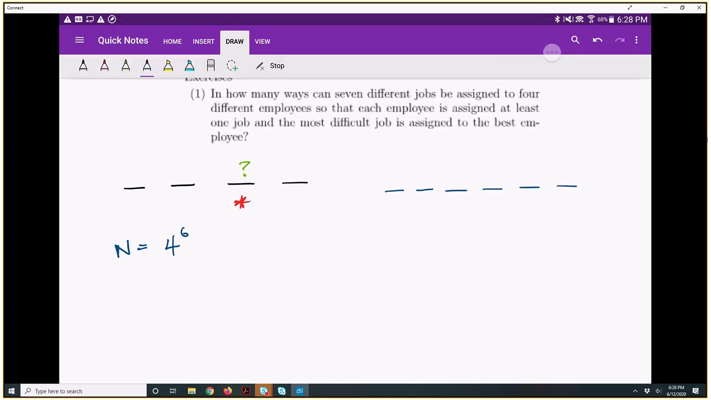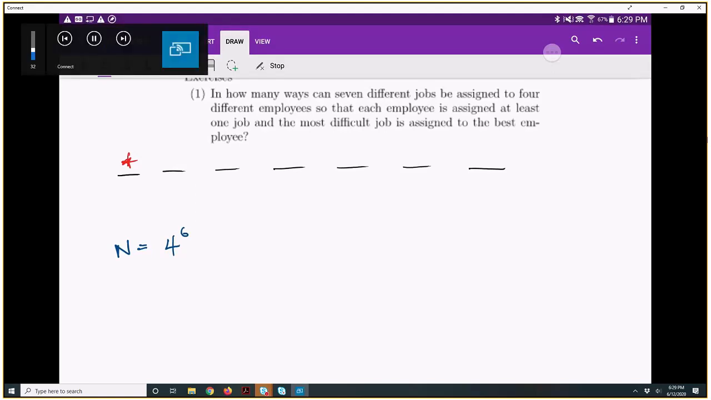And for each job, I have 4 people to choose from. So let's revisit this. Let's say we started with 7 jobs, 1, 2, 3, 4, 5, 6, 7. And I went ahead and gave the toughest job to the best employee. So that's taken care of. Now I have these 6 other jobs. I have 4 employees to choose from. For each job, I have 4 employees, so it's just our simple product rule of counting. 4 to the power 6 is the total number of ways.